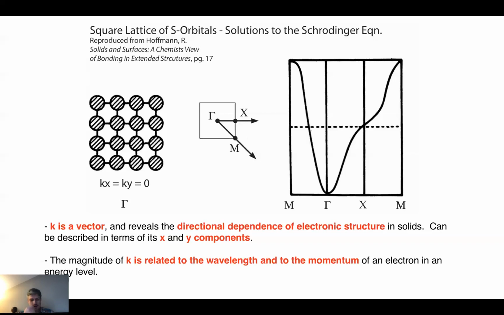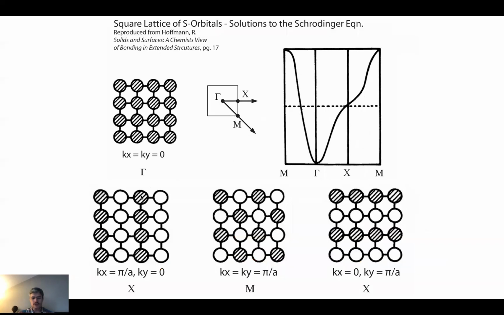So I think that we are out of time. I'm just going to jump ahead to sort of show you what those wave functions look like for x and m. You can see you get different combinations of s orbitals depending upon which direction you're pointing. Here it's varying only in x and not in y. Here it's varying both in x and y. And you can see this one is all antibonding and this one is not. It's intermediate.